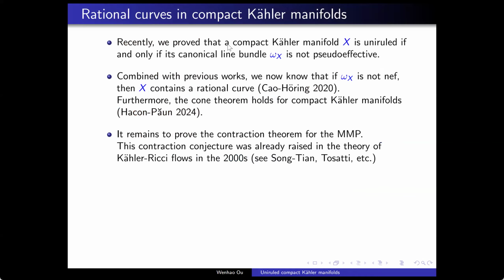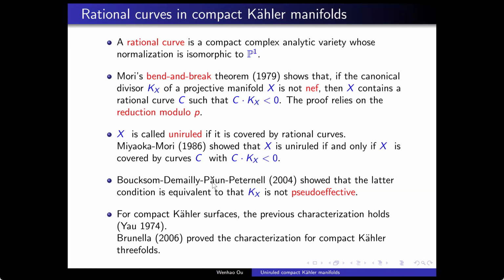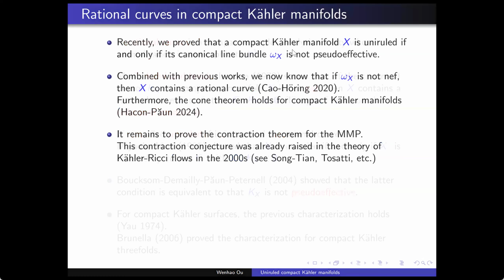Recently, we proved that a compact Kähler manifold X is uniruled if and only if its canonical line bundle is not pseudoeffective. So we generalized the theorem of Miyaoka-Mori and Boucksom-Demailly-Păun-Peternell to the setting of compact Kähler manifolds.